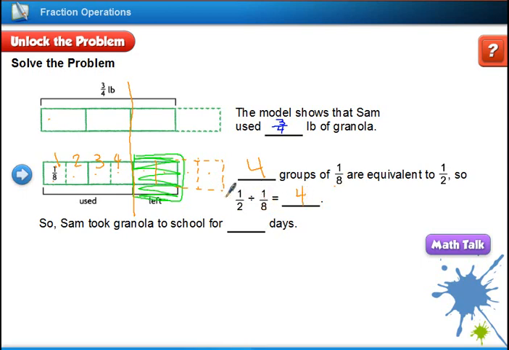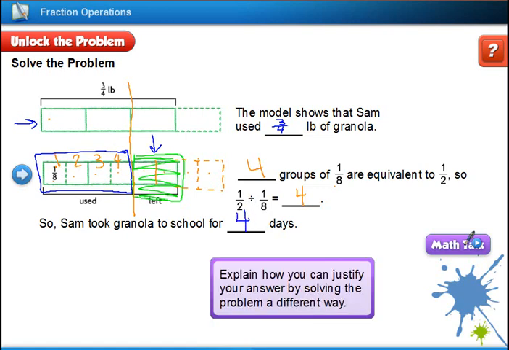Again, how many 1/8s are in a half? 4. How did we get that? Remember, we started with 3/4 pounds of granola. He had 1/4 pound left over. So that gives us a 1/2 pound to deal with right here. And we want to take that 1/2 pound and divide it into eighths because he took 1/8 pound to school every day. So Sam took granola to school for 4 days.